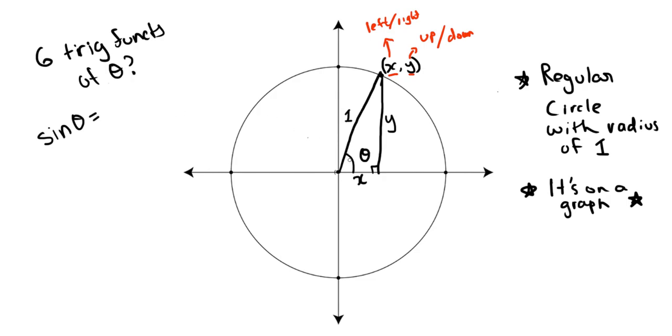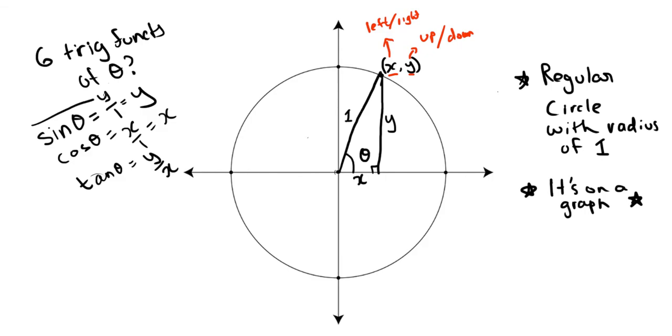Sine theta is opposite over hypotenuse, which is y over 1, which is simply y. Cosine of theta is adjacent over hypotenuse, which is x over 1, which is just x. Tangent of theta is opposite over adjacent, which is y over x. And okay, I'm not going to do all 6. So those are the 3 trig functions.